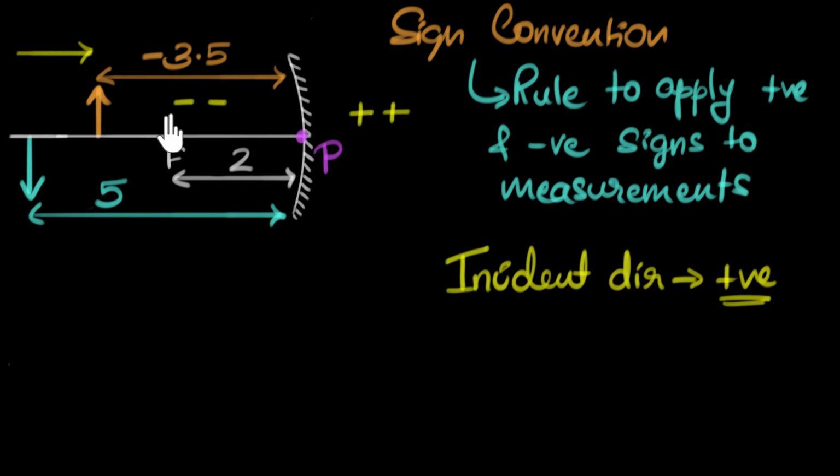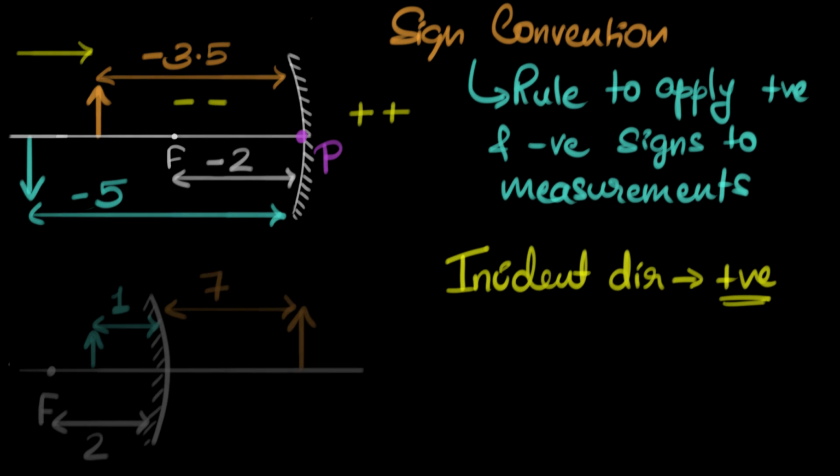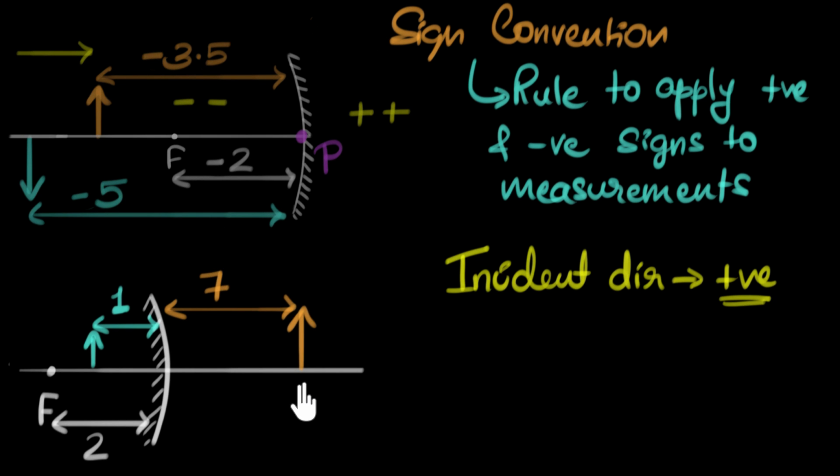Similarly, look at the focus. The focus lies on the negative side of the pole. Therefore, this focal length would be negative. Similarly, look at the image. The image also lies on the negative side. So here, the image distance would be negative. All right, let's take one more example. And it would be great if you could pause the video and try this yourself. So just pause the video and apply signs to these three distances. Remember, the incident direction is always chosen as positive.